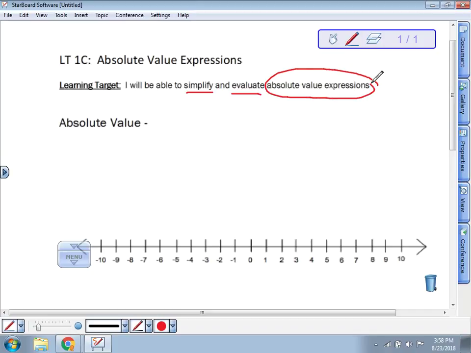So, what is absolute value? In order to do that, we need to know what it is. Here's what it is, and here's why I have this number line down here. Absolute value is the distance from zero on the number line.